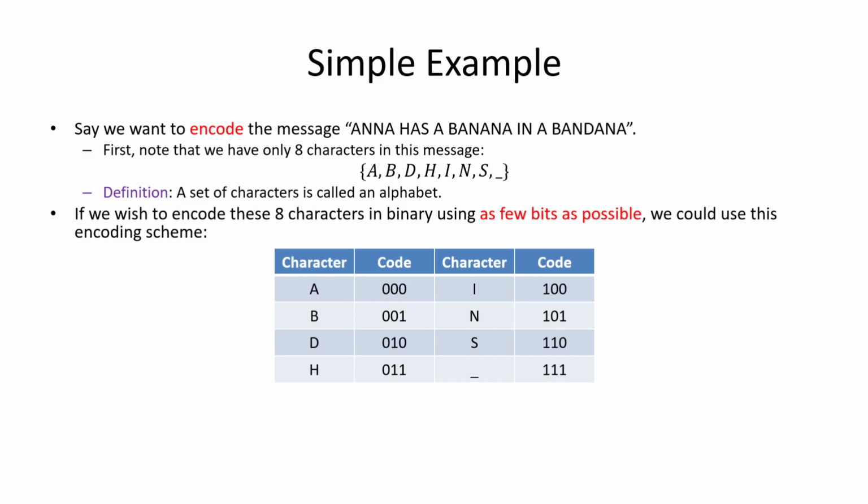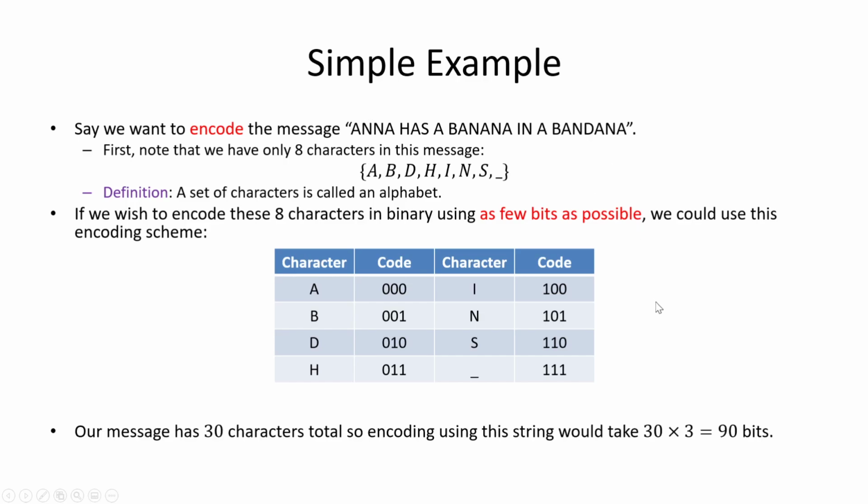So here I have a possible encoding scheme where we have 3-bit code words assigned to each character. So again, I've just thrown the characters in here: A, B, D, H, I, N, S, and space. But then I've iterated through my 8 possible 3-bit code words, just basically counting through the binary equivalent of 0, 1, 2, 3, all the way up to 7. All right, so this is one possible way that we could encode our message.